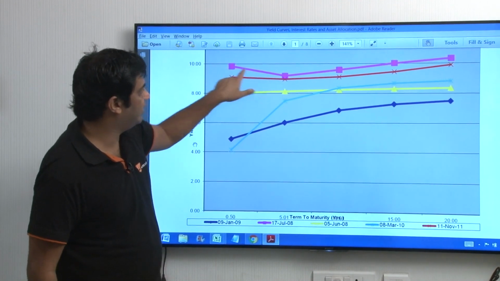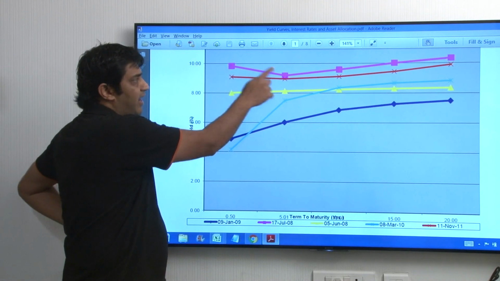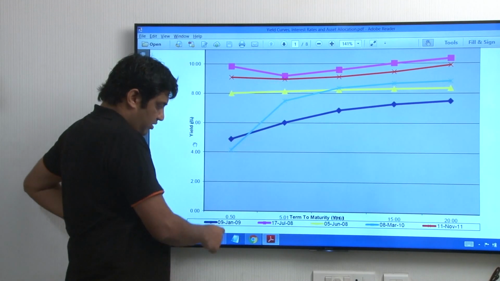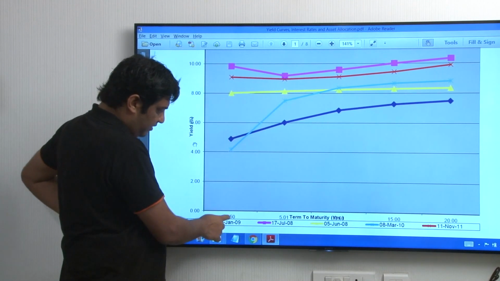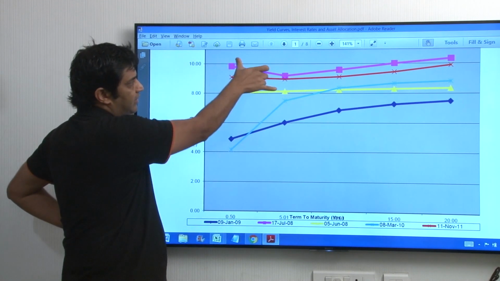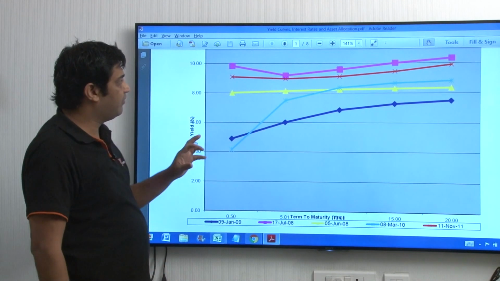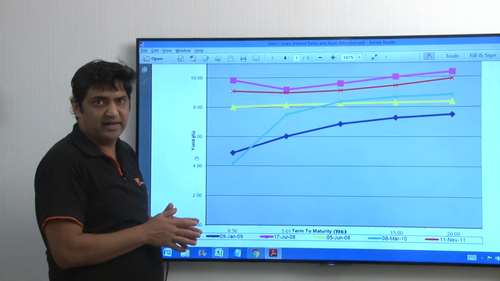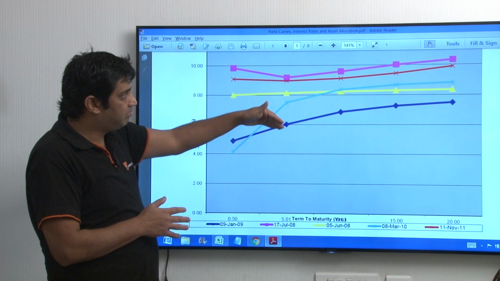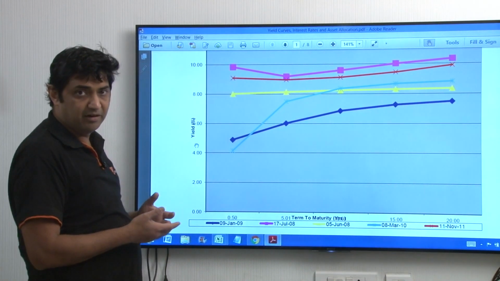It's inverted over here. Why inverted? Because the short term rates are higher than the long term rates. So 5-year paper is at, let's say, 9%, and 0.5 years is, let's say, 10%. So the slope is inverted. Therefore these are the 4 types of yield curves. First of all, we must understand what a yield curve is. Whenever somebody uses the term yield curve, what does it mean?